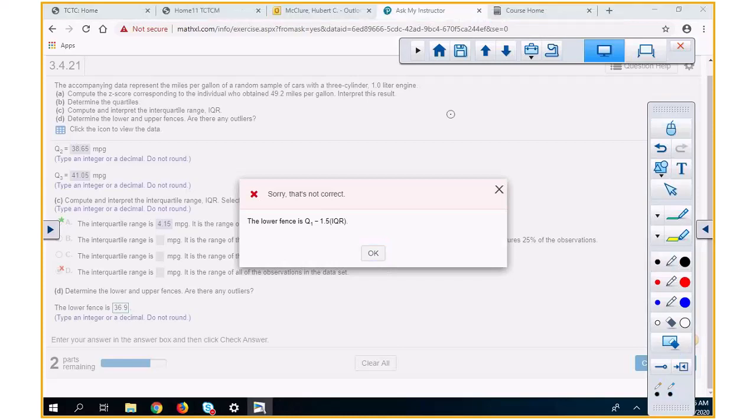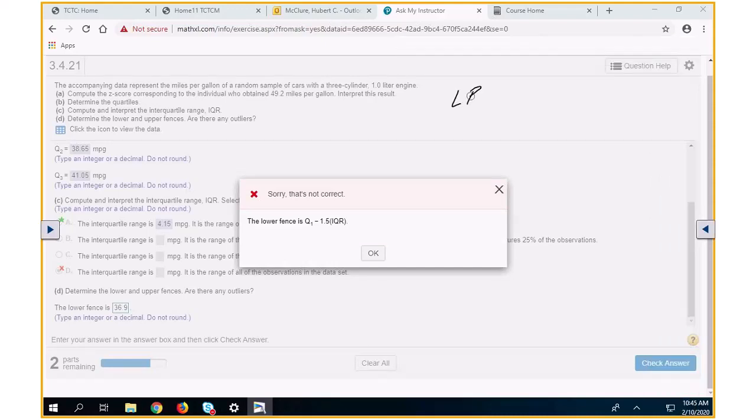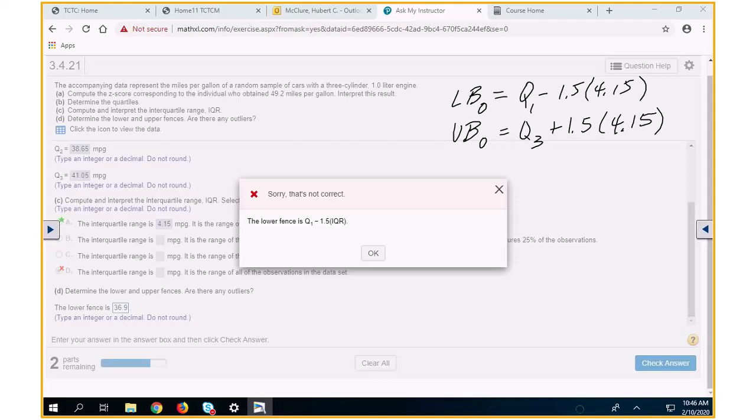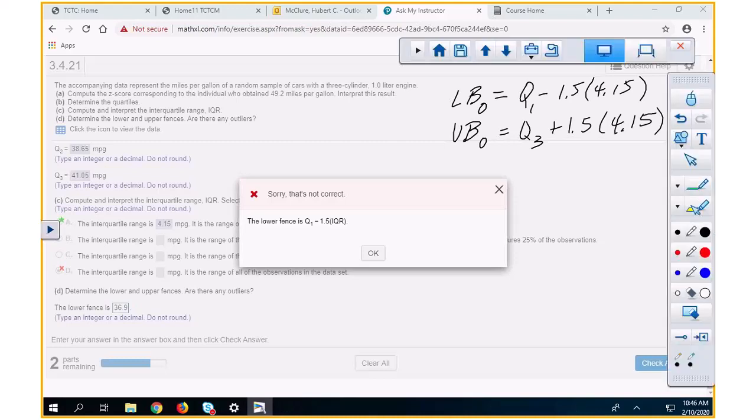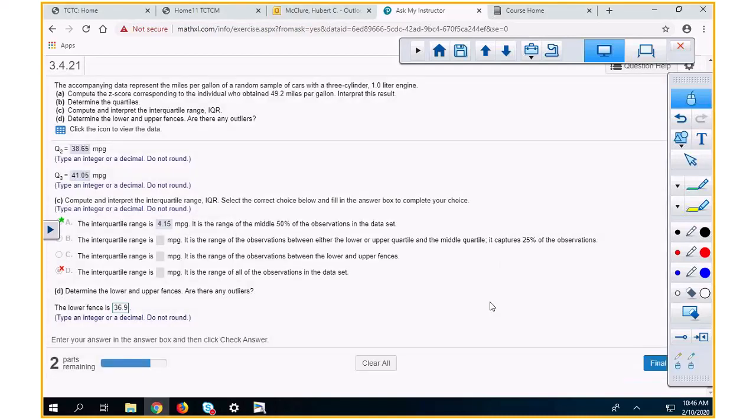So to get the lower fence, or the lower boundary for your outlier, it's that formula, Q sub 1 minus 1.5 times the IQR. What was our IQR? 4.15? And your upper fence, upper bound for your outlier, is equal to Q sub 3 plus 1.5 times 4.15. So crank those out. I know I didn't put this on the test, but I did. I didn't know I did. We never use these. So somebody give me that number.